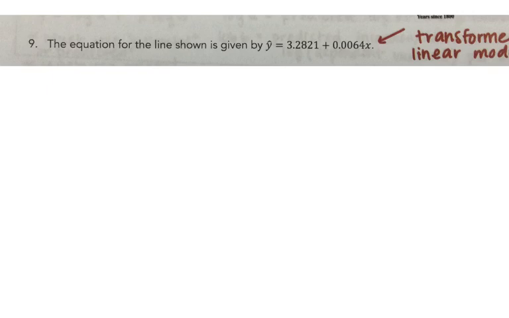They've given us for our transformed equation, here is the line of best fit. It has a y-intercept at 3.2821, and it has a slope of 0.0064. So that is the line of best fit for the new linear data. Interpret the meaning of 3.2821 of this linear regression. So what is this? Yeah, and give context. So in the context of what we're doing here.